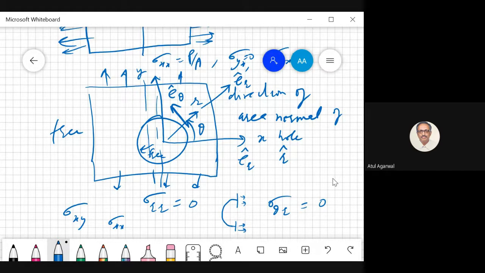But once it is a free surface, like this is a free surface, so you know there is no force in sigma theta, sigma r direction, or sigma z direction. So all those stresses will be zero. Any doubts? Any questions?